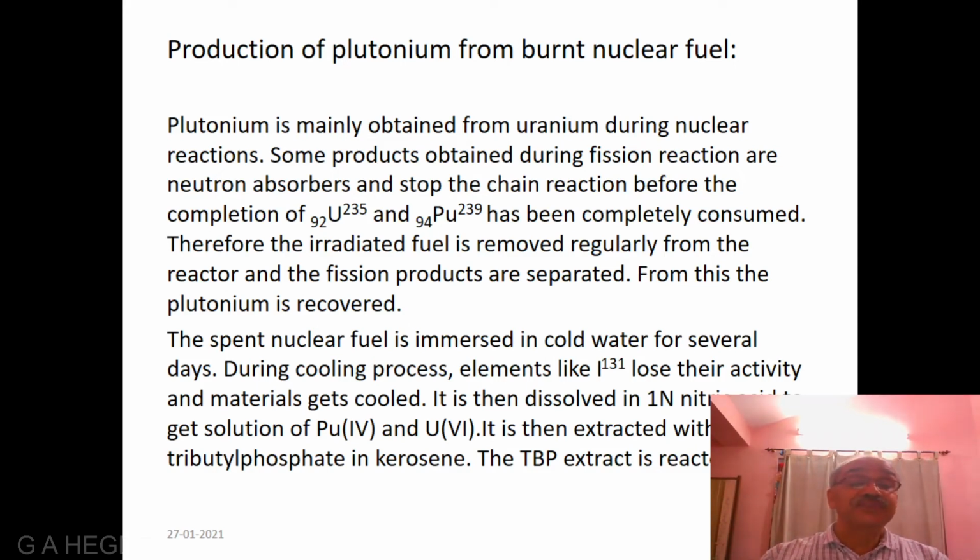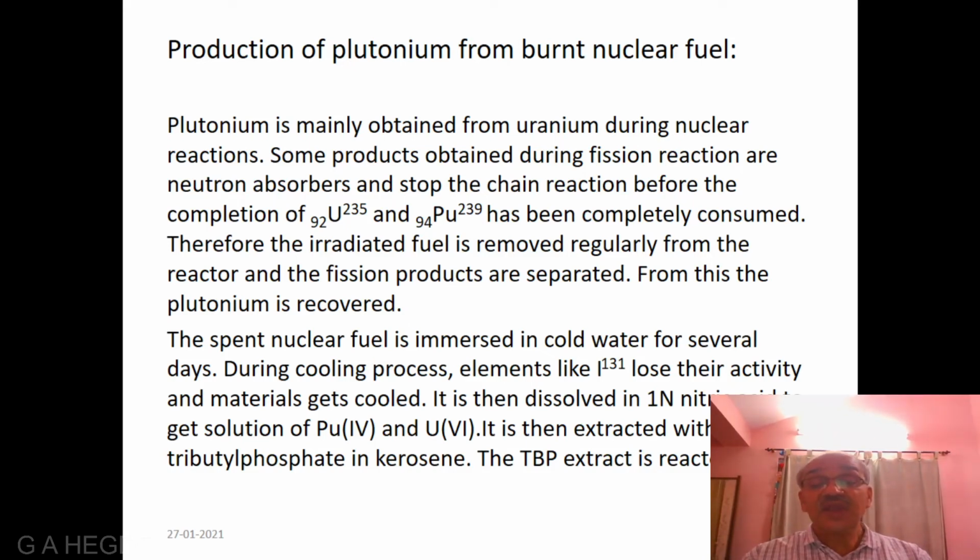recovered. The spent nuclear fuel is immersed in cold water for several days. During cooling process, elements like iodine-131 lost their activity and materials get cooled. It is then dissolved in 1 normal nitric acid to get solution of plutonium 4 and uranium 6. It is then extracted with 20% tributyl phosphate in kerosene.